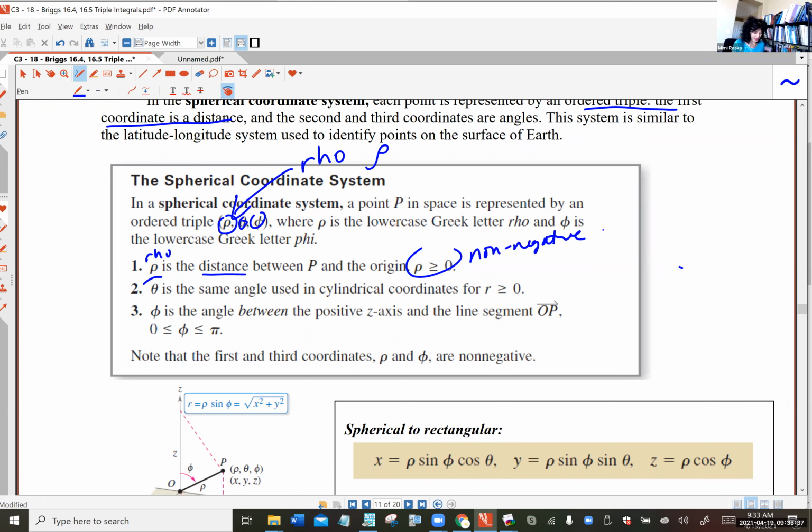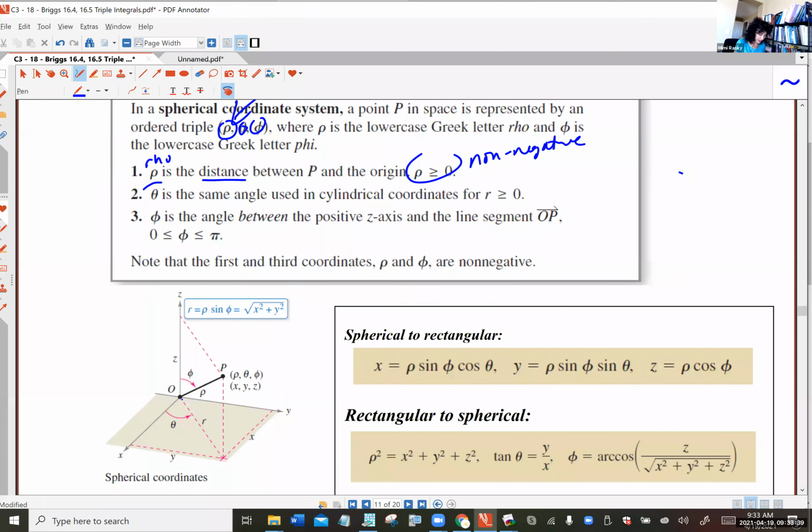And you can think of it as the distance between the point and the origin. So this length right here is your rho. Now the theta is the same theta you used in polar. Oh, thank God, good news. Something you can relate to.